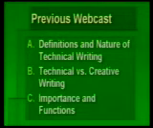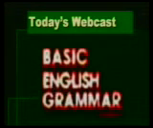Okay, so of course, technical writing versus creative writing, knowing its difference from creative writing will help us be better technical writers, because we would know what we must not put into technical writing and what we must do in order for it to be different from that of creative writing. Okay, so for today's webcast, we would be discussing basic English grammar.